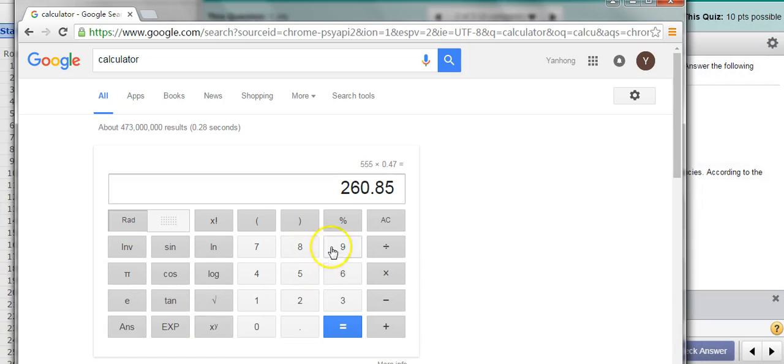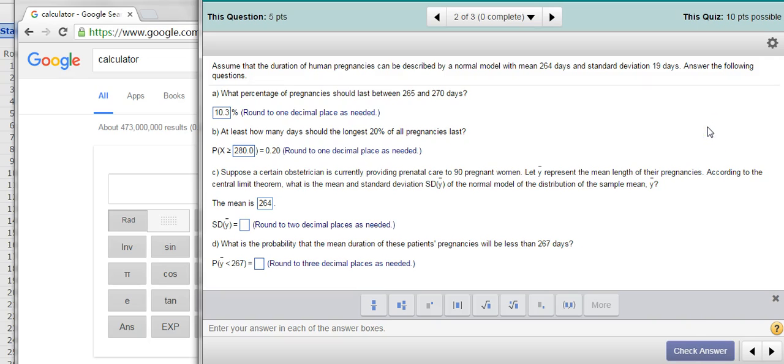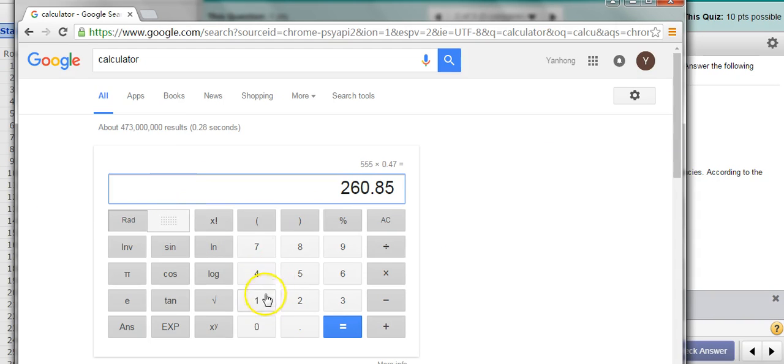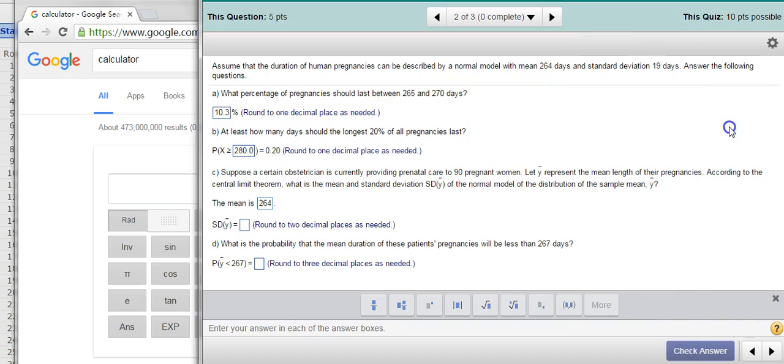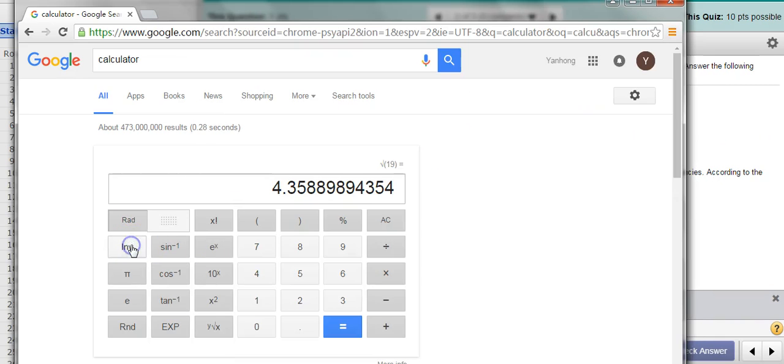Original, so we're going to do square root of 19. Sorry, my first time to use this. Square root of 19. So that's the square root of 19, because I'm going to divide that number by 19. So I'm going to inverse that.